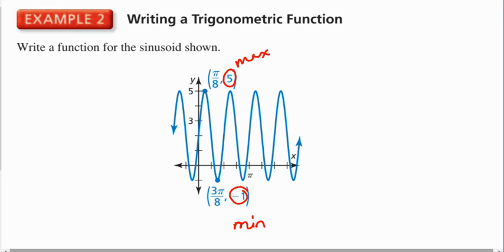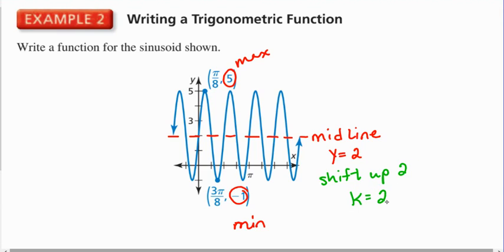Okay, so those are our maximums and minimums. If I go halfway between those, I can find the midline right here. This is going to be the midline. Okay, and it looks like if I just count 1, 2, 3, 4, 5, that's my scale on my y-axis. So the midline here is going to be at y equals 2. Okay, so that's how far I've moved the graph up, right? I have shifted this whole graph up 2 units. That means that k is going to equal 2.